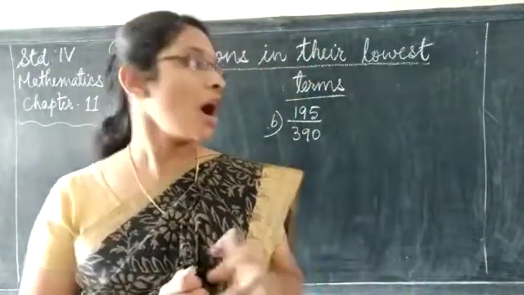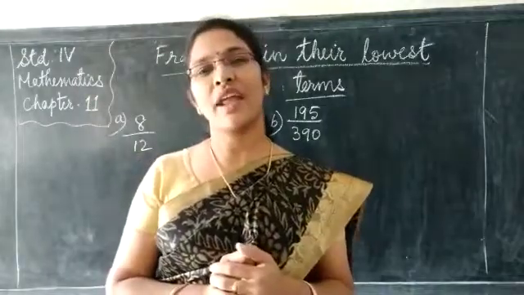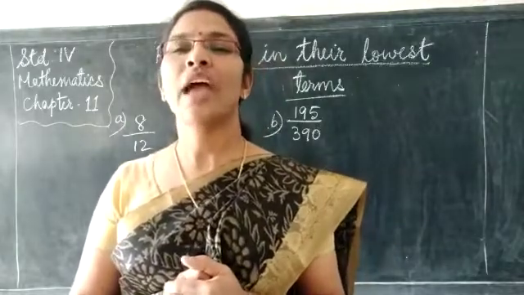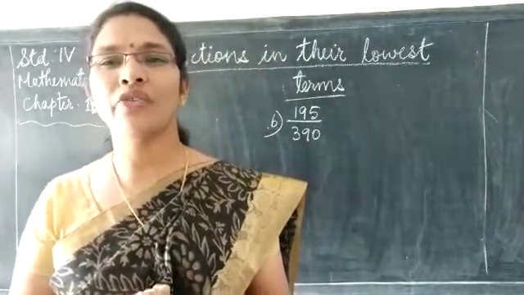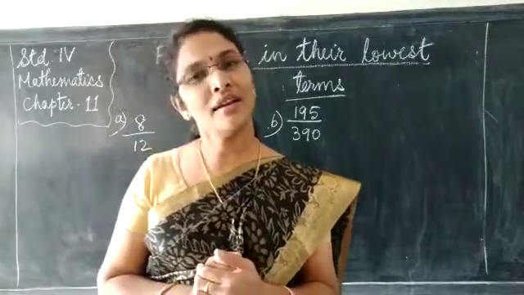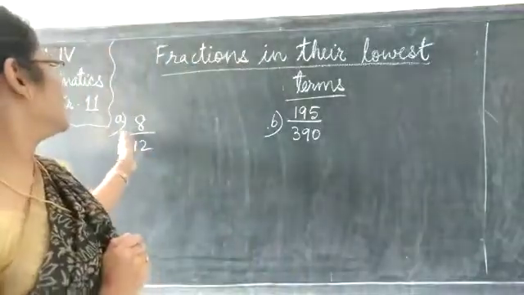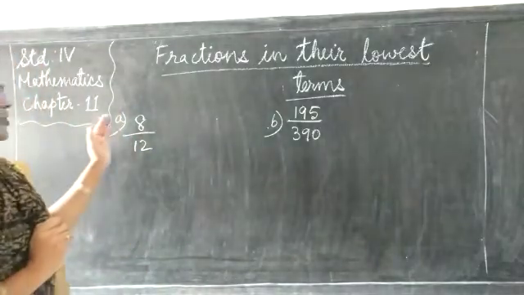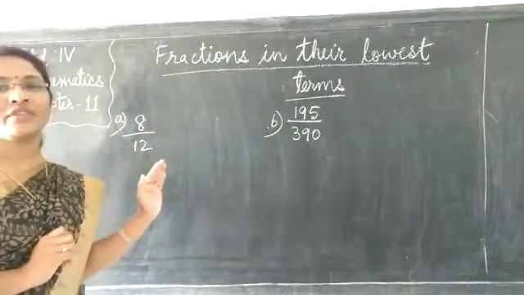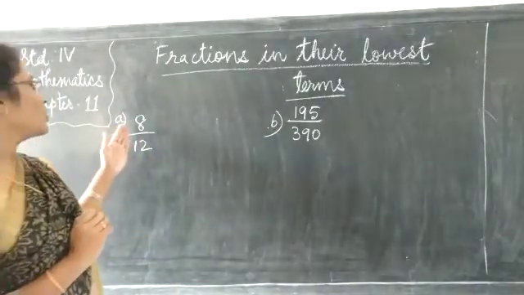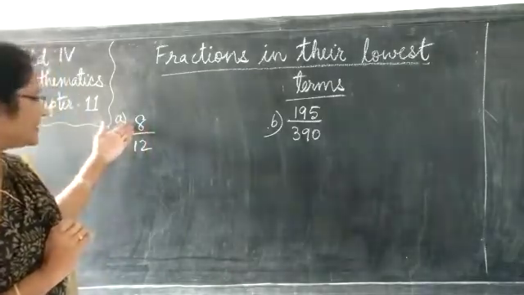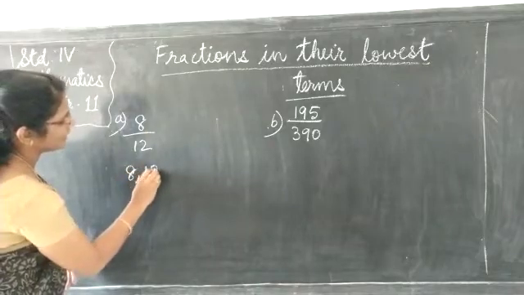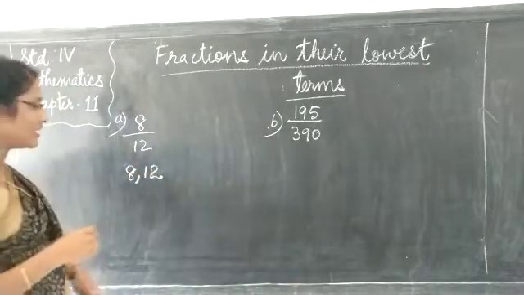Okay, now how can we reduce the fraction to its lowest terms? First of all, we have to find the HCF of its numerator and denominator. We can see here the first question is 8 by 12. For reducing 8 by 12 to its lowest terms, first we can find the HCF of 8 and 12. How to find the HCF? We have learned in chapters 8, 9 and 10.